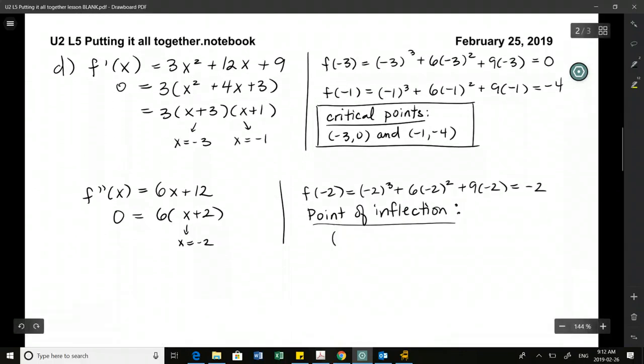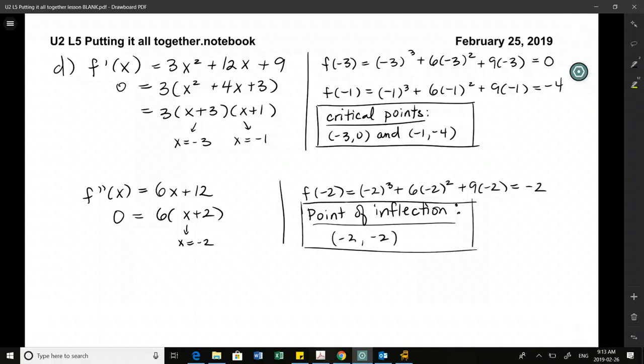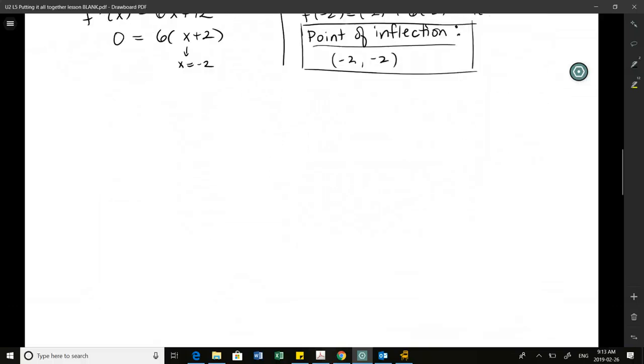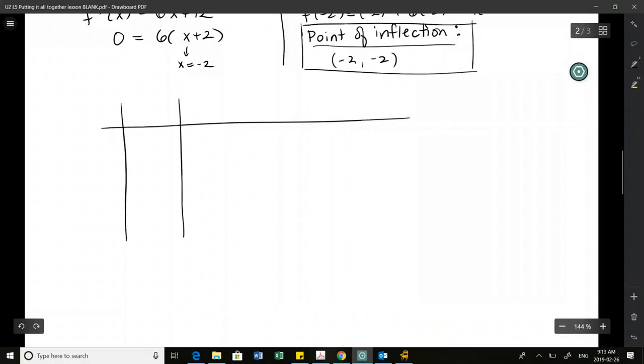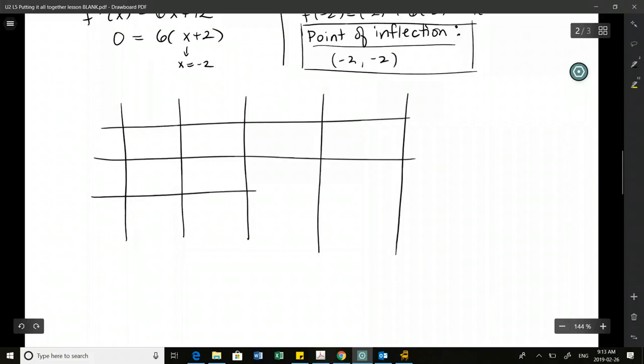Okay, so our point of inflection is negative 2, negative 2. That is where we change concavity. Okay, so we've got that. That's good. Okay, so when we set up our chart here, we're going to set up the chart with all critical x's and the x for the point of inflection, lowest to highest, okay? And we're going to set up in our chart the first derivative and also the second derivative, okay? So here's how I'm going to set up my chart. I want 3 sections here.